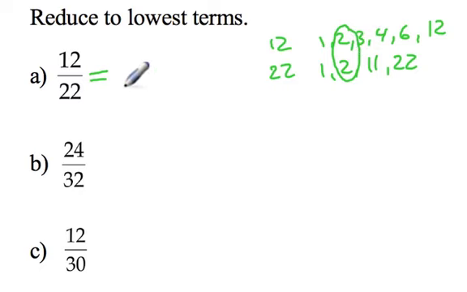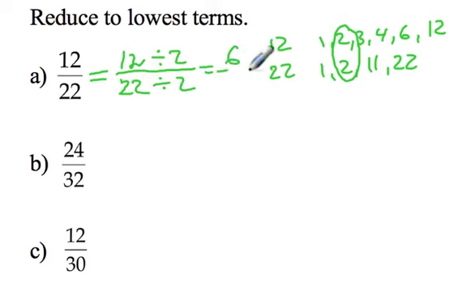Once you have decided on greatest common factor, you divide both numerator and denominator by the same greatest common factor. 12 divided by 2 is 6, and 22 divided by 2 is 11. So 12 over 22 in lowest terms equals to 6 over 11. Let's try the next one, 24 over 32.